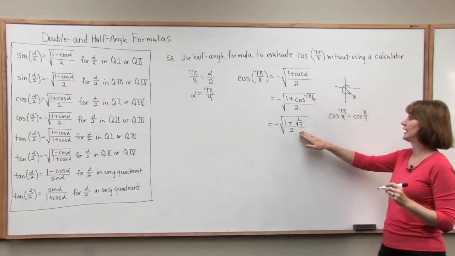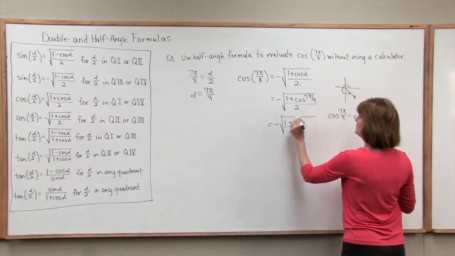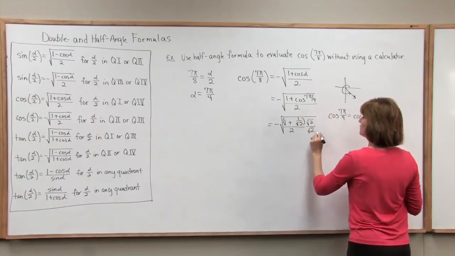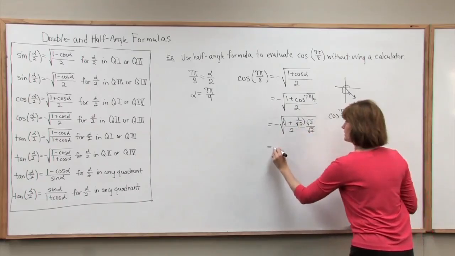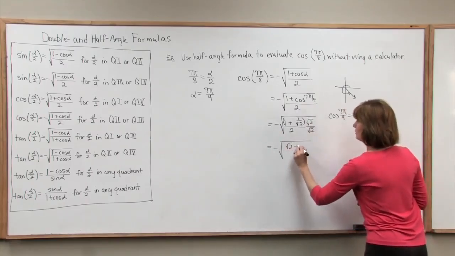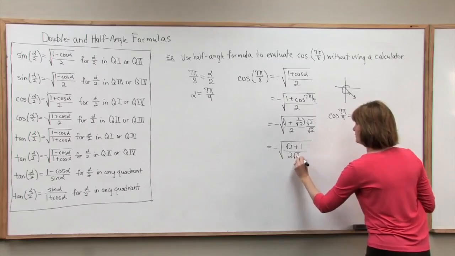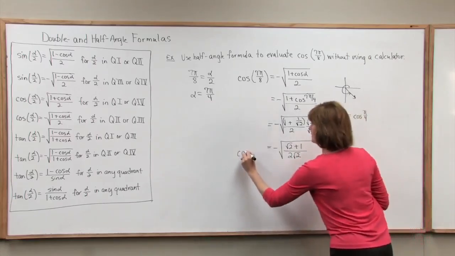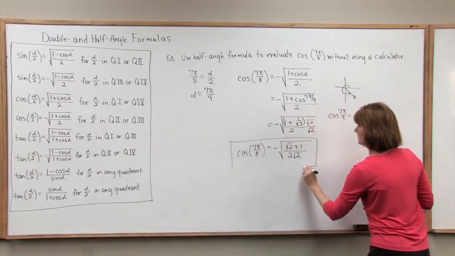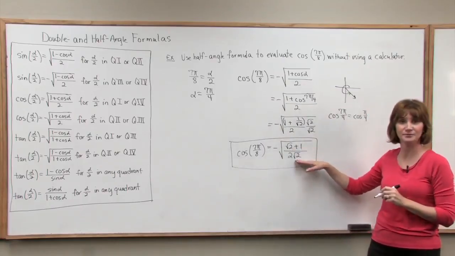Now, we can't leave complex fractions. We need to simplify them. In order to do that, you're going to multiply underneath the radical by the square root of 2 over the square root of 2. And so what does that give me? Well, 1 times the square root of 2, you get the square root of 2 plus 1 in the numerator. And in the denominator, you get 2 square roots of 2. So the cosine of 7 pi over 8 is negative square root of square root of 2 plus 1 over 2 square roots of 2.